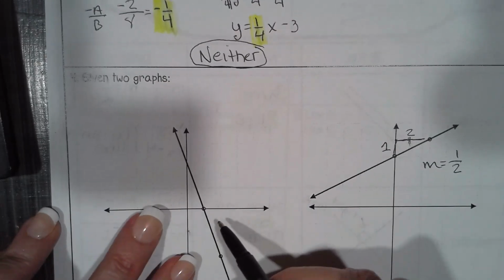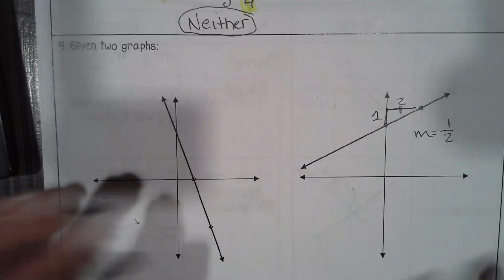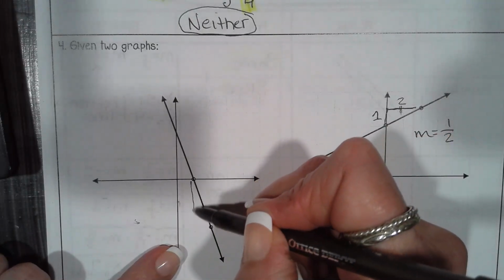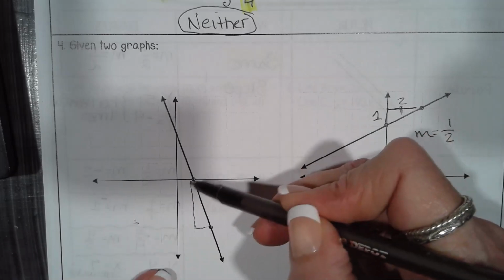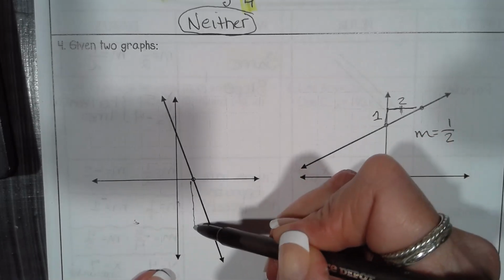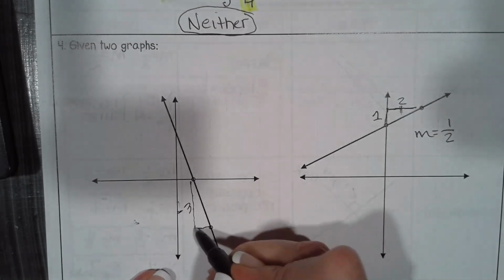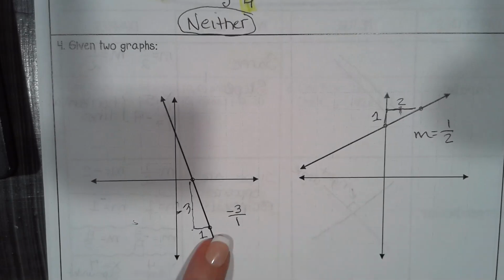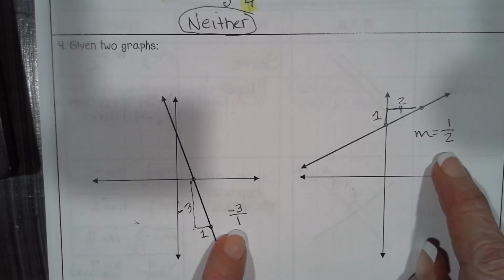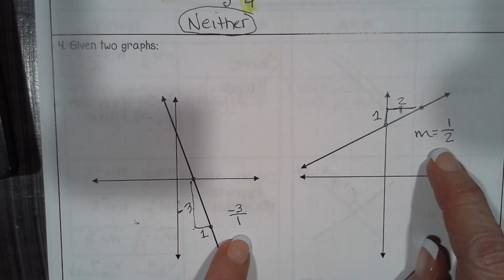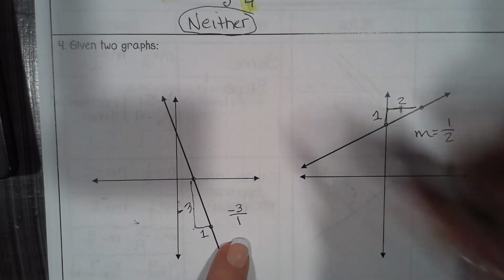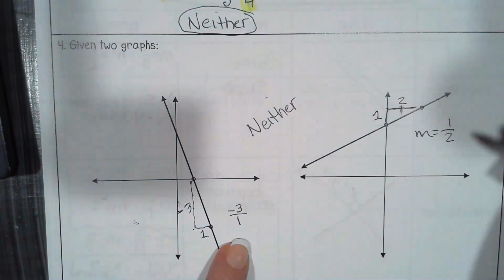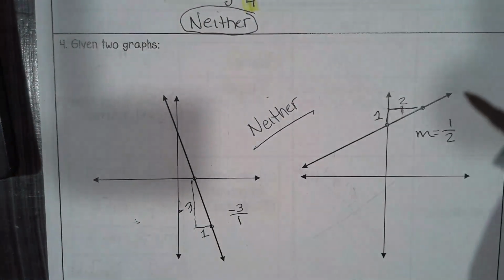And for this one, let me make sure I can see. Okay, so for this one, we go down 1, 2, 3, and over 1. So rise divided by run is -3. So if I compare these two, they are not reciprocals and they're not the same. So these graphs are neither parallel nor perpendicular.